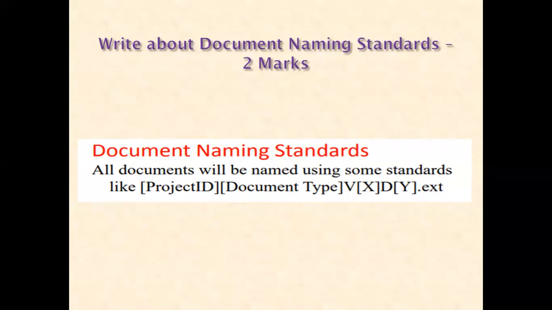So how do you name a document? You will have a project ID, the document type, the version, the document number and the dot extension. Okay, for example, the project ID is ABC123, the document type is BRD, version 1, document dot your extension. It could be docs, it could be whatever.